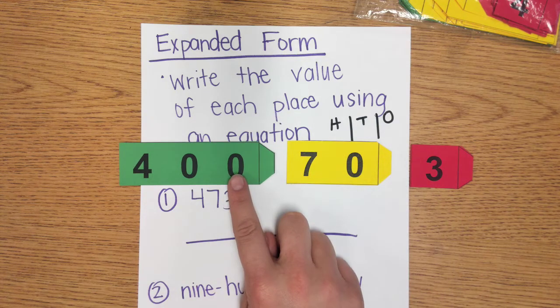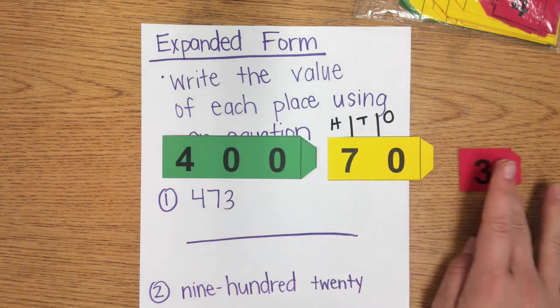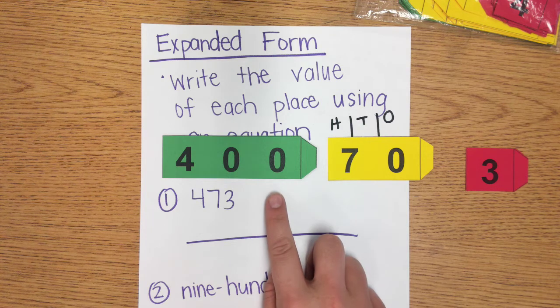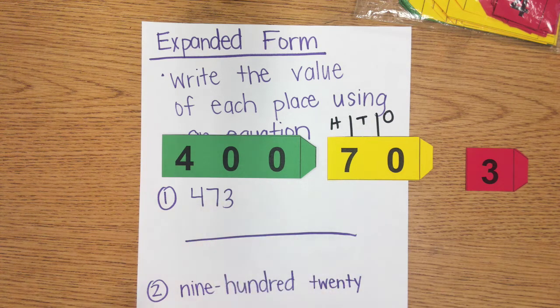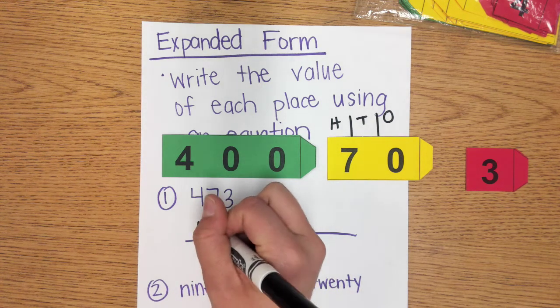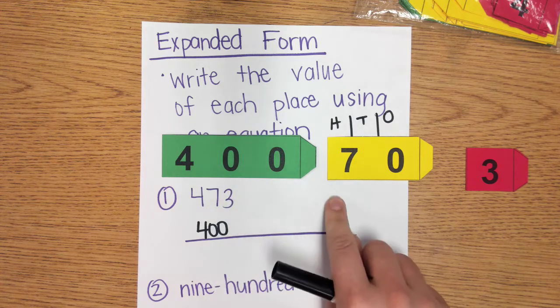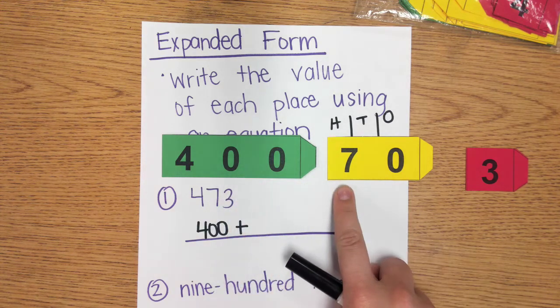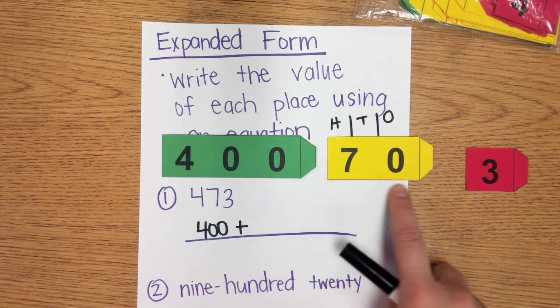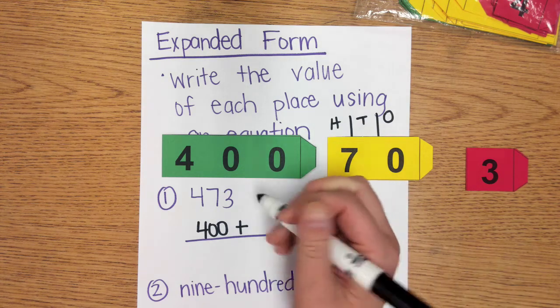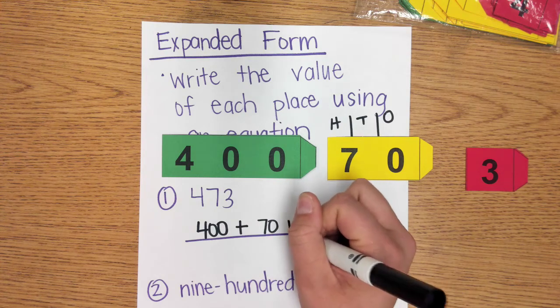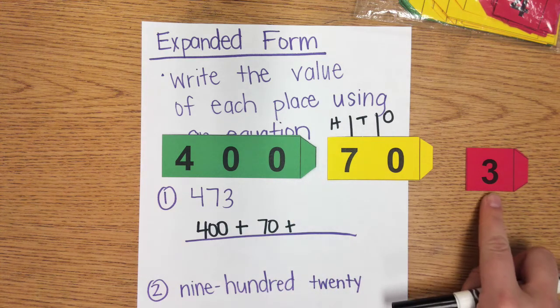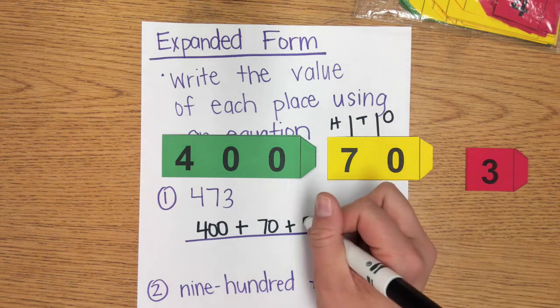So I know that when I have 4 hundreds, the value of 4 hundreds is 400. And then I have to add the tens place with it. So I know that I have 7 tens, but really my value of 7 tens is 70. And then I have to add with it my 1. So I know the value of my ones place is 3.